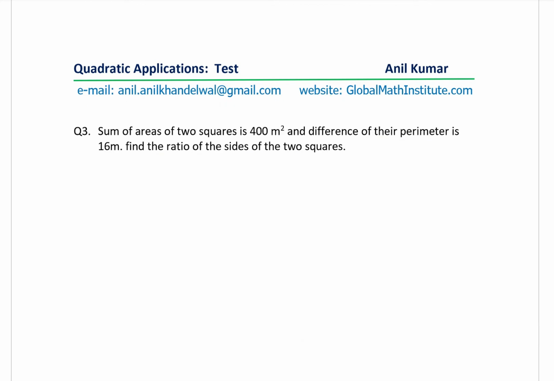Sum of areas of two squares is 400 meters square and difference of their perimeter is 16 meters. Find the ratio of the sides of the two squares. So let's say these are the squares we're talking about. So this is one square, the other square is bigger, and the sides are, let's say, x and y.